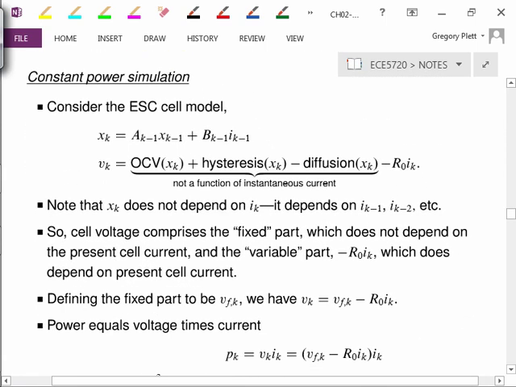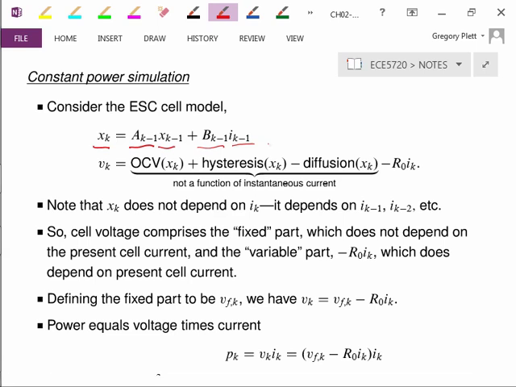We look at the enhanced self-correcting cell model, and remembering the structure of the model, it said the present state of the battery cell was some A matrix, which depended on the input so it changes with time, times the present state, plus some B matrix times the input current. And then the cell voltage was equal to open circuit voltage plus hysteresis, minus a diffusion voltage, and then minus I times R0.